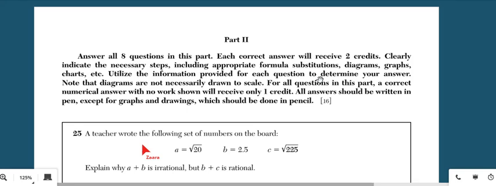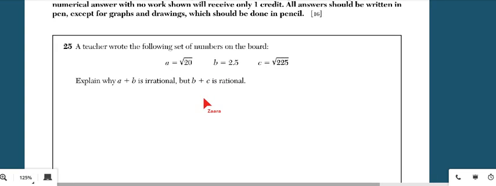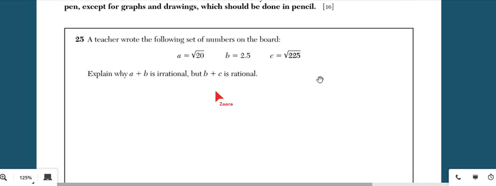So if you look at question number 25, it says that a teacher wrote the following set of numbers on the board. Explain why a is equal to root 20, b is equal to 2.5, and c is equal to root 225. Okay, and what is our target?